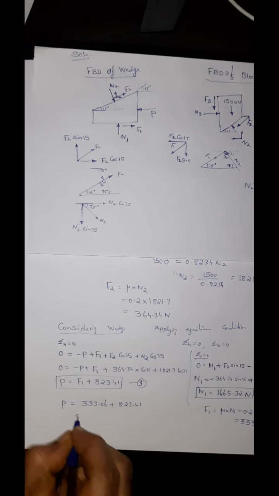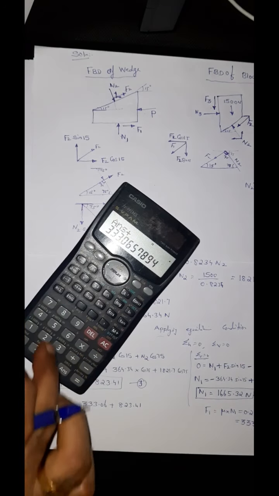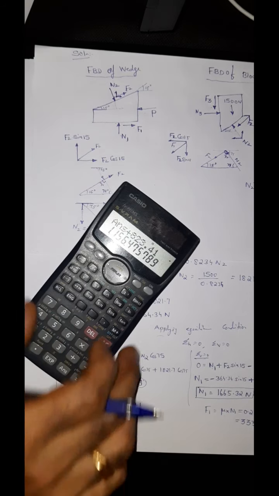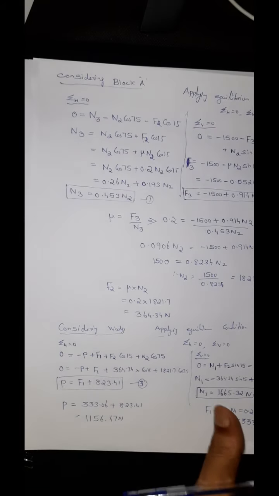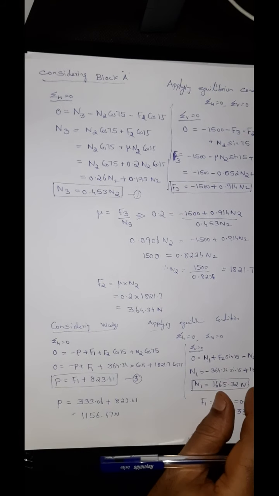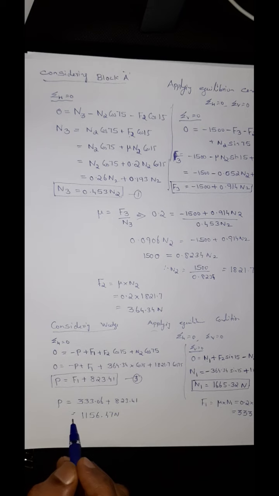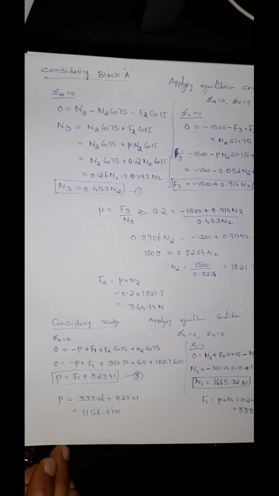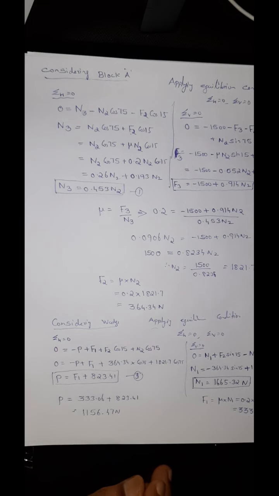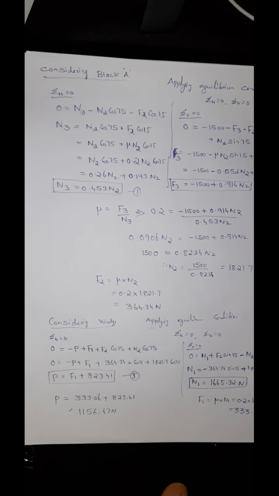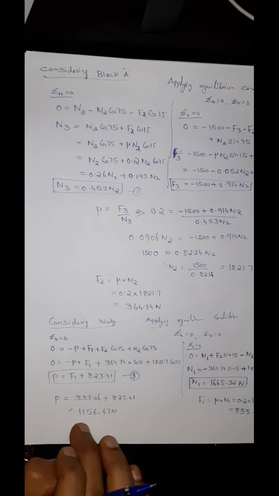So now substitute this F1 value in equation number 3. So P equal to 333.06 plus 823.41, which is 1156.47 Newton. So ultimately we have found the value of P, right? This is the minimum force required to lift the block A upwards. We have solved and arrived at the value of P.